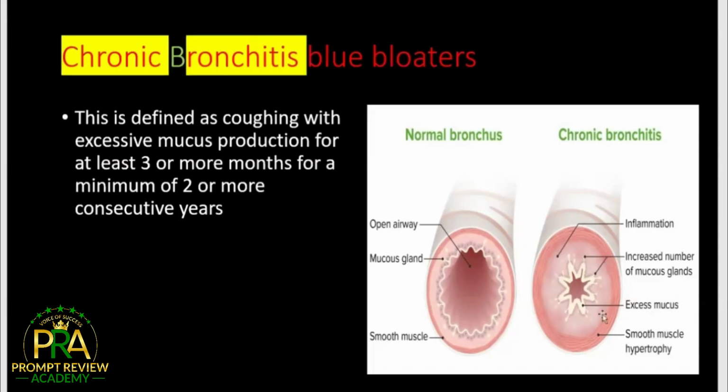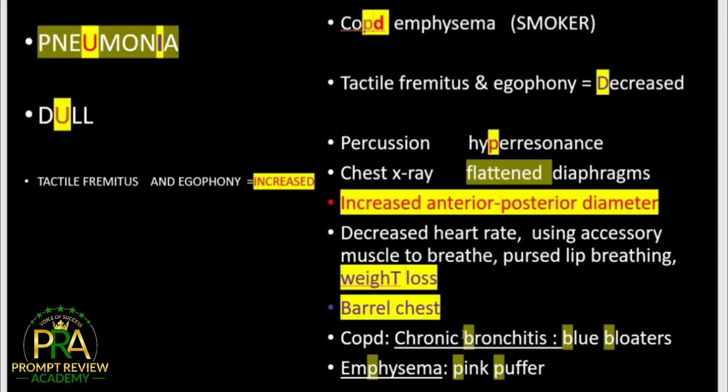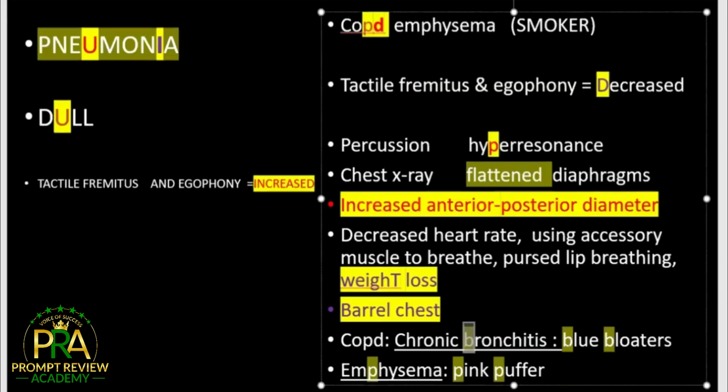You can see how this pipe, we call it a pipe, the airway where air is supposed to flow, is narrowed because of mucus. So these people, if we go back to what we are talking about, we call them the blue bloaters. Remember, B for B, blue bloaters.